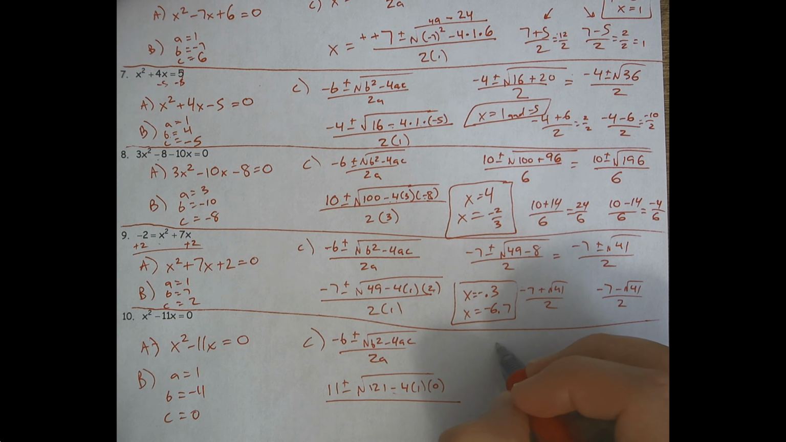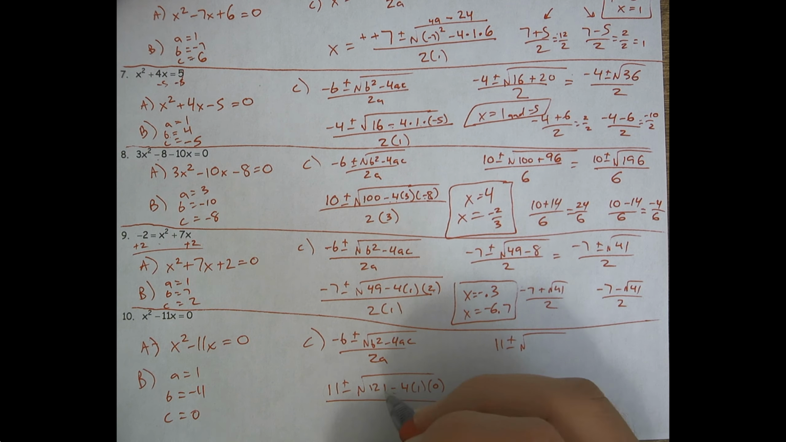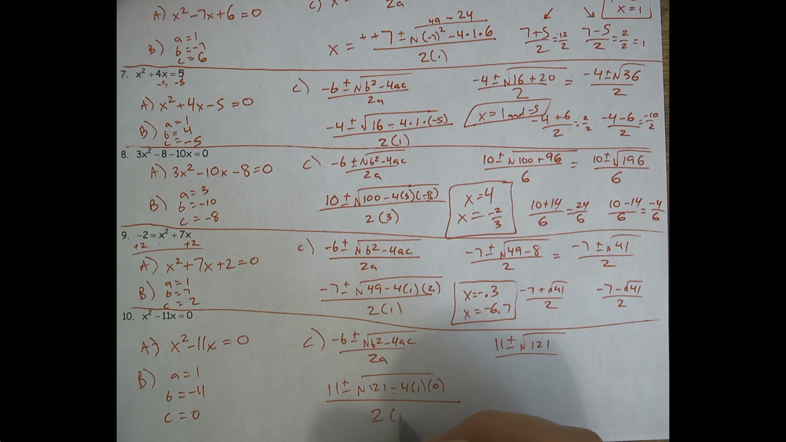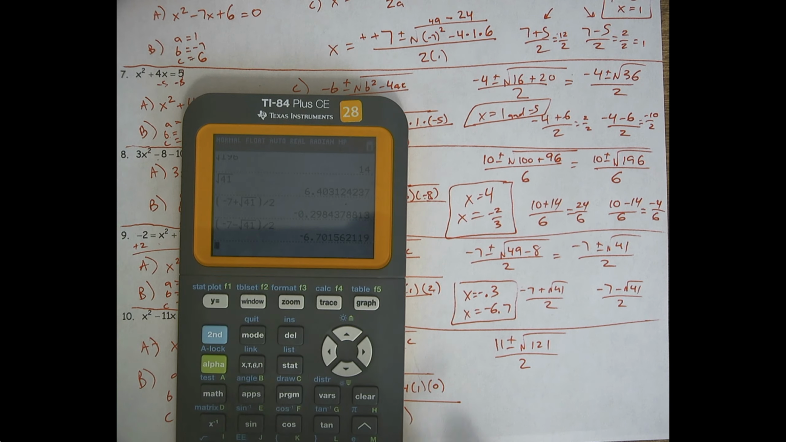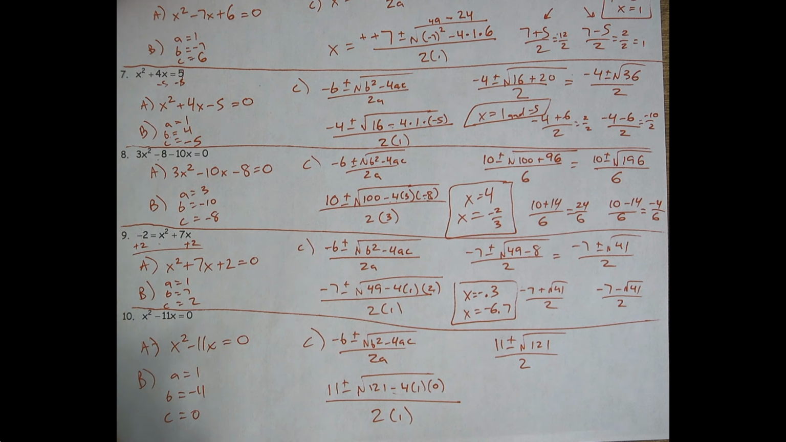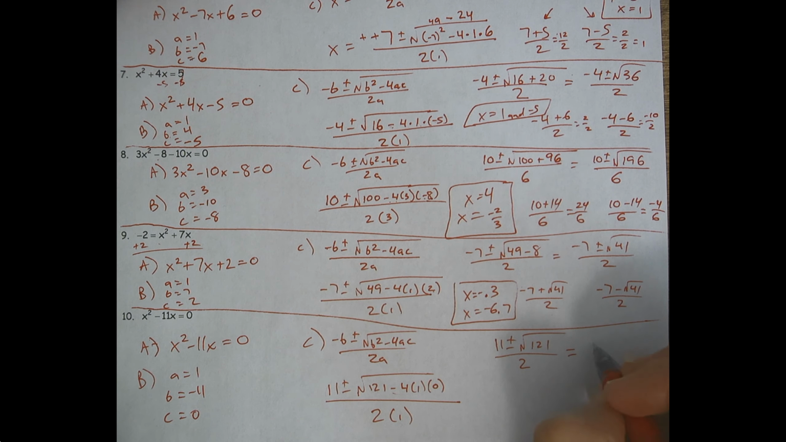So I can already start writing this here. Plus or minus, it's going to be the square root of, this goes away, 121. It'd be 121 minus 0, so it's 121. And it's just 2 times 1 on the bottom, so 2. Now the square root of 121, if you don't know it off the top of your head, plug it in, is 11. So that's a nice whole number. So this equals 11 plus or minus 11 over 2. So we have 11 plus 11 over 2. And we have 11 minus 11 over 2.